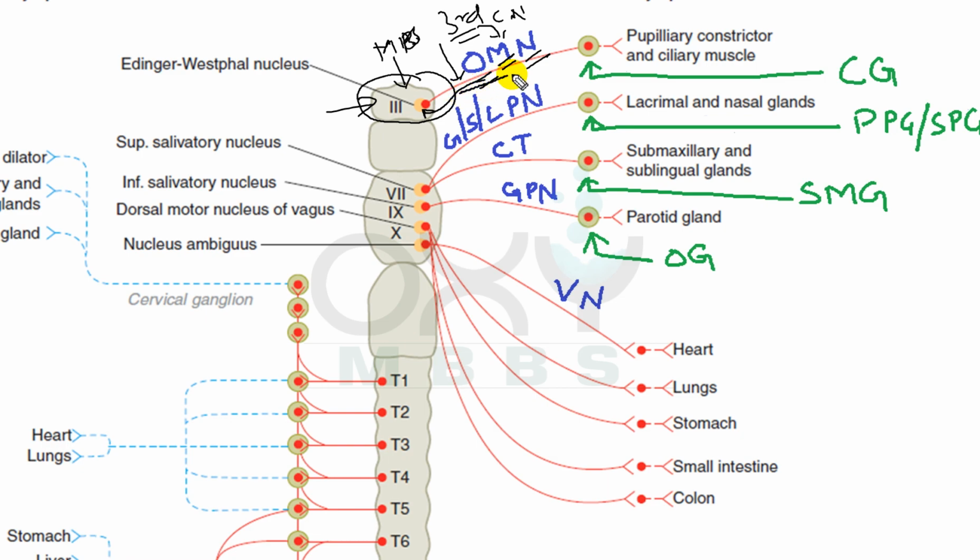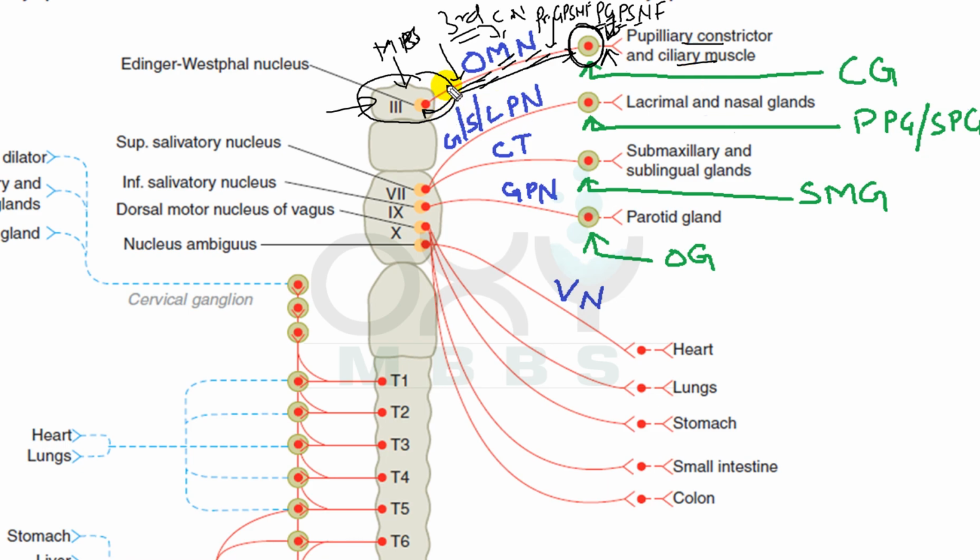Now this oculomotor nerve goes and makes a synapse with the ciliary ganglion. This is the ciliary ganglion, and this is the preganglionic parasympathetic nerve fiber. After the ciliary ganglion, the nerve that comes out is the postganglionic parasympathetic nerve fiber. As this is the parasympathetic part of the oculomotor nerve, it causes pupillary constriction and ciliary muscle constriction.